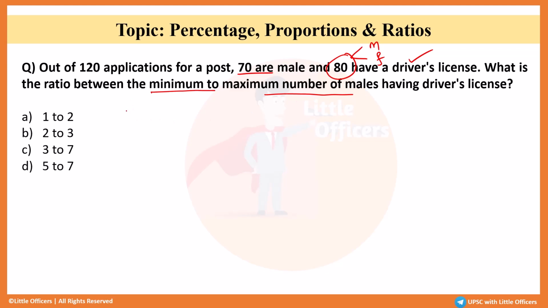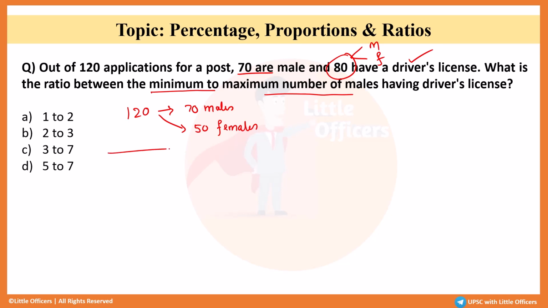देखो जो दिया हुआ information है, 120 applications आया है for a post, out of which 70 are males. So इसका मतलब है कि बाकी बचा हुआ females है, क्योंकि यहाँ पर कोई other genders के बारे में बात नहीं किया है. So 70 males and 50 females.